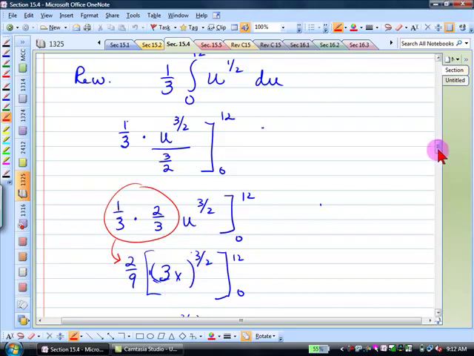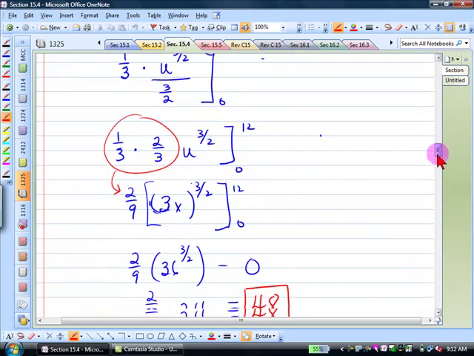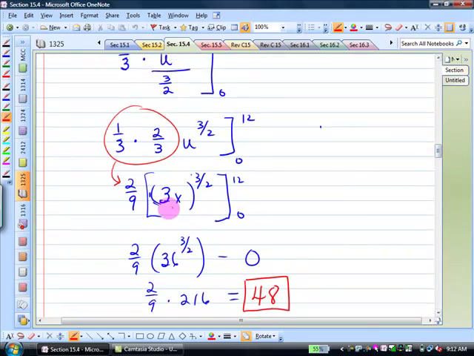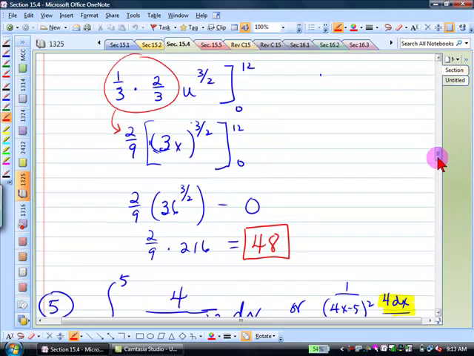So now I've got to plug in 12 and I've got to plug in 0. If I plug in 12, I get 36 to the 3 halves, and then minus 0. Can you do 36 to the 3 halves without using your calculator? We should be able to do that at this point. If not, you can do it on the calculator, but you take the square root of 36, that's 6. 6 cubed, you might not know that, but it's 216. But if not, you can do 3 halves on your calculator, and you get 48.